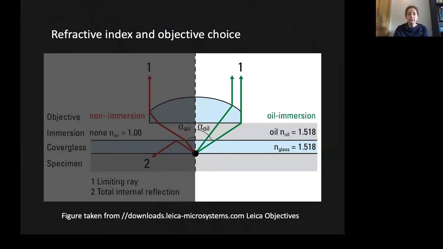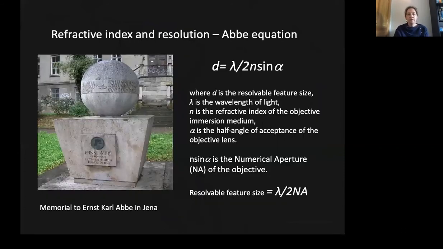If you're unfamiliar with the concept that the angle of light entering an objective affects its resolution, we should look at the Abbe equation. Ernst Abbe described the diffraction limited resolution of a microscope by this equation. Resolvable feature size D equals lambda over 2 n sine alpha. Lambda is the wavelength of light used, n is the refractive index of the objective immersion media, alpha is the half angle of acceptance of the objective lens as shown in the previous slide.